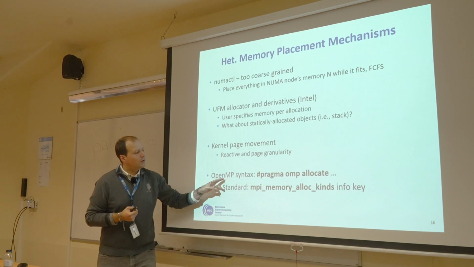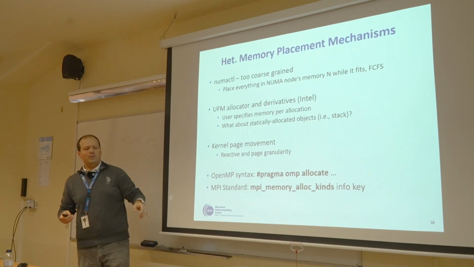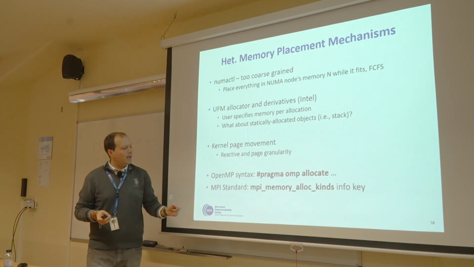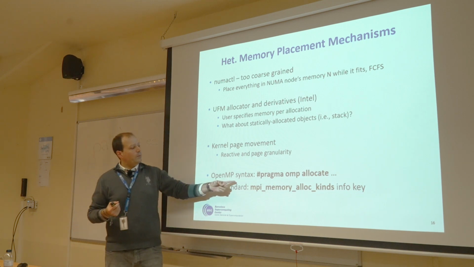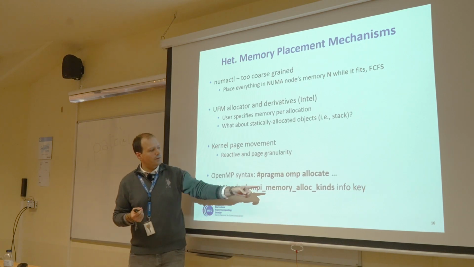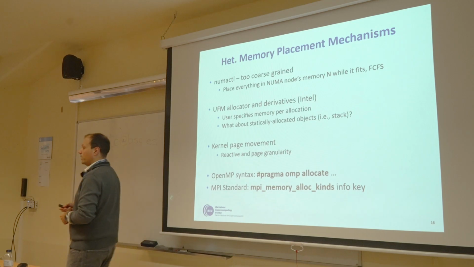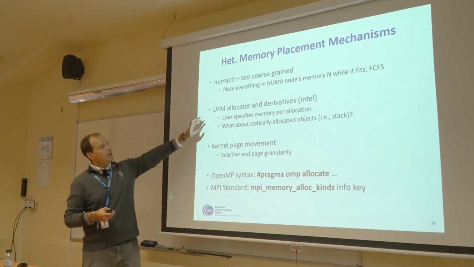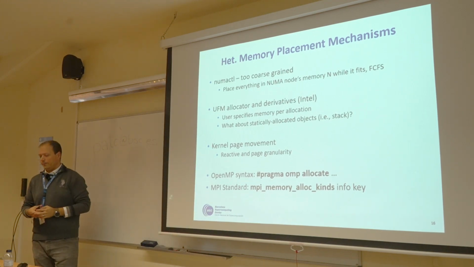You can also control that from OpenMP, from MPI, and from others, like SYCL, oneAPI, DPC++. For example, for OpenMP it is pragma omp allocate, and from MPI you have this info key, mpi_memory_alloc_kinds. So in the end it will come down to those middleware using something like this anyway, right? But it does it for you in a more friendly way.